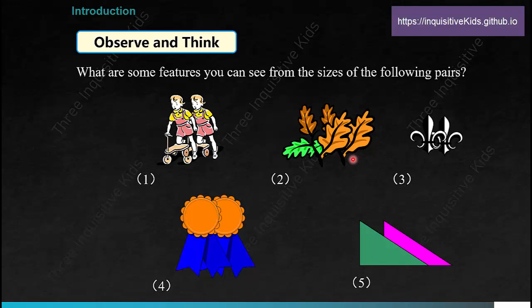So as you can see right here, we see two little girls on what seems like a scooter of some kind. Three oak leaves, this cool symbol right here, and then a blue ribbon. And finally, we see triangles. What do you think matters in between the sides of each thing in these pairs?